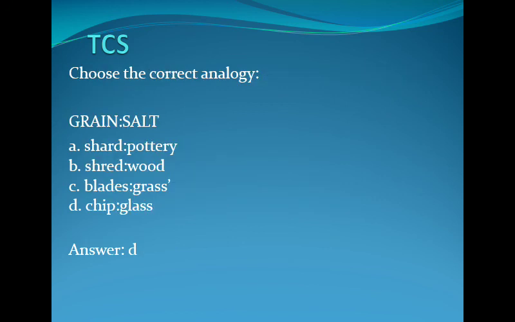Okay. One more question. Grain is to salt. So this is an analogy question. So the relationship over here, as we can see, is salt has small particles which are called grains of salt. So similarly, the fourth option is the correct one that we can relate to. Chip is to glass. So small pieces of glass are called chips.